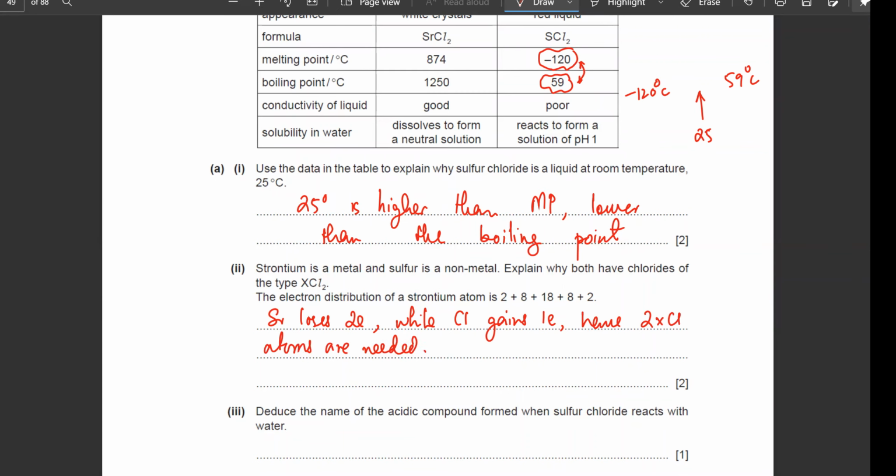What about the other one, the covalent? Sulfur shares 2 electrons or makes 2 bonds, while chlorine shares only 1 electron. So sulfur can only share 1 electron with one chlorine. Sulfur will share the other electron with another chlorine. So hence 2 Cl atoms are again needed when they are forming a covalent compound.